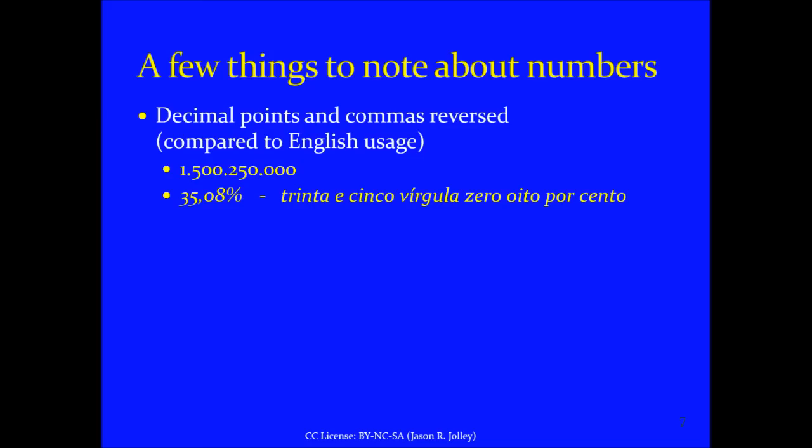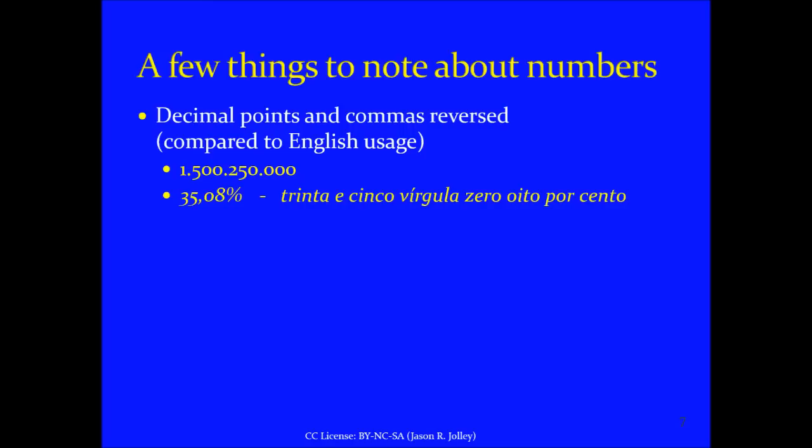Alright, now there's a couple things that I want to point out about numbers, about writing them, and even saying them, that are different than what you might expect if you're used to the English forms. So for example, notice that in Brazilian Portuguese, when you have large numbers, right, the billions, millions, hundreds of thousands, periods are used rather than commas to separate billions, millions, and thousands. So a number like 1,500,250,000 does not have commas with periods to separate.